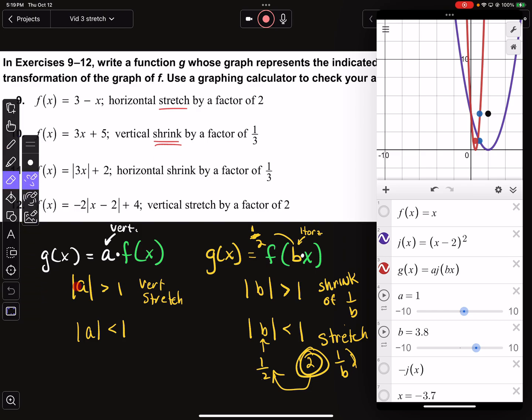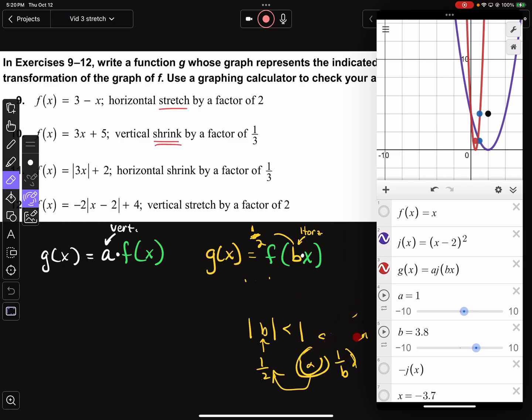So let's answer these questions now. I'm going to erase some of this stuff. We can remember it. All right, this isn't too hard for any of us. On the outside, we keep the number. If the number is big, it stretches. If the number is small, it shrinks. On the inside, it does the opposite of that. If the number is big, it shrinks. And if the number is small, it stretches. All right.